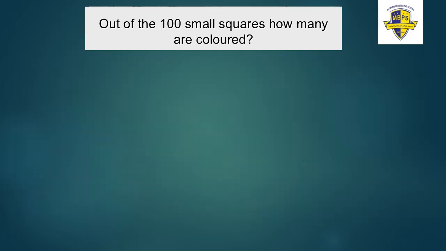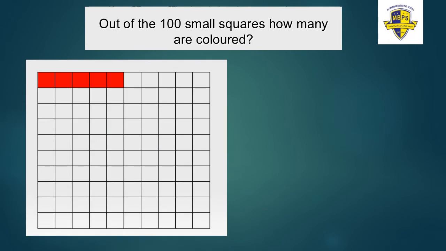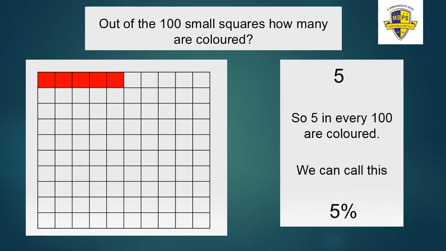One more example. How many small squares are colored? Good. There are 5 small squares that are red. 5 out of what? 5 out of 100. Excellent. So we write it 5% as a percentage. Excellent, grade 5.